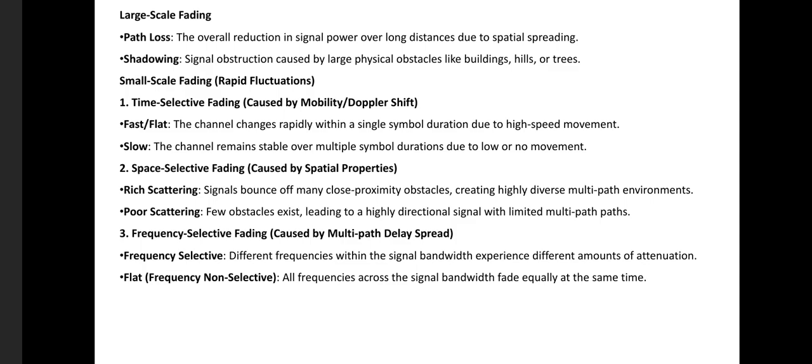While coming to flat fading, the channel changes rapidly within a single symbol duration, within a fraction of a second, due to high speed movement, and the channel remains stable over multiple symbol durations. It is called slow fading. In rich scattering, the signals take diverse paths and are highly scattered. If only a few obstacles exist, it is called poor scattering.